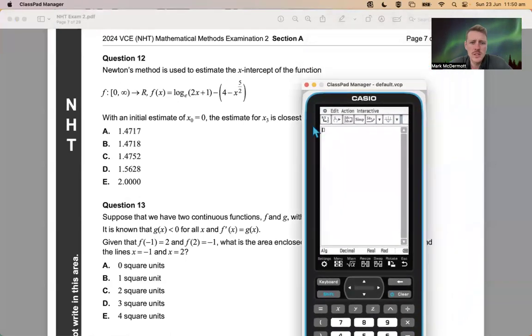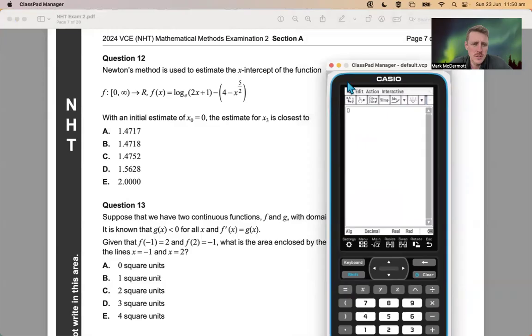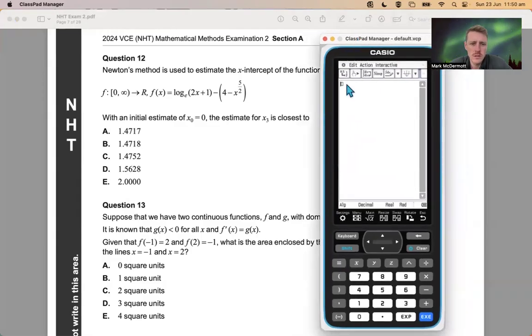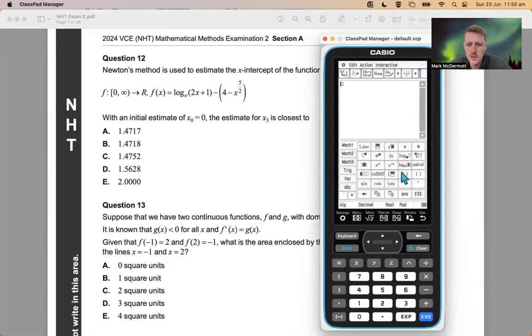Okay, Newton's method is used to estimate the x-intercepts of the function this with initial estimate of x naught equals 0. The estimate for x3 is closest to. Okay, the first thing you're going to want to do is define this in your calculator. You're going to go to log base e. If you use the natural log, it's easier. 2x plus 1 minus, okay, 4 minus x to the power of 512.